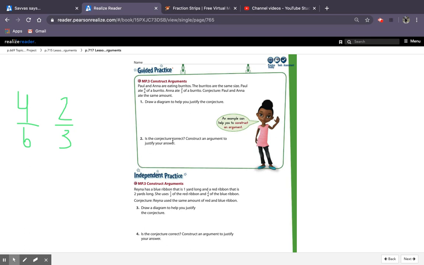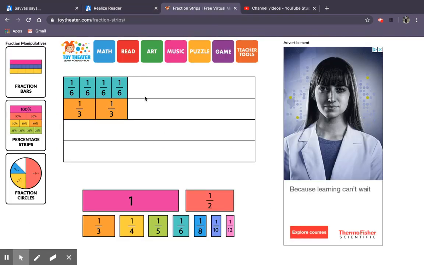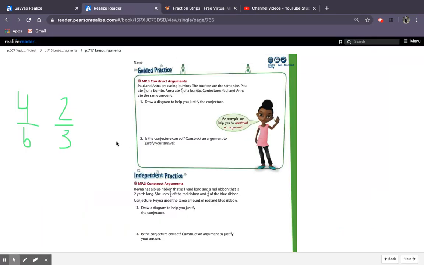For C, is the conjecture correct? Construct an argument to justify your answer. So for this, based off of the fraction strips that I have here, I would start off with: Paul and Anna did eat the same amount of a burrito. 4/6 and 2/3 are equivalent fractions. I know they are equivalent fractions because they take up the same amount of space when using fraction strips.